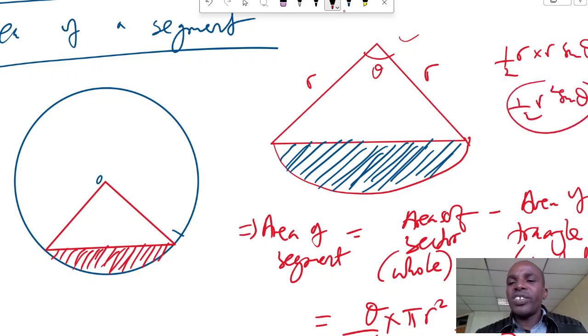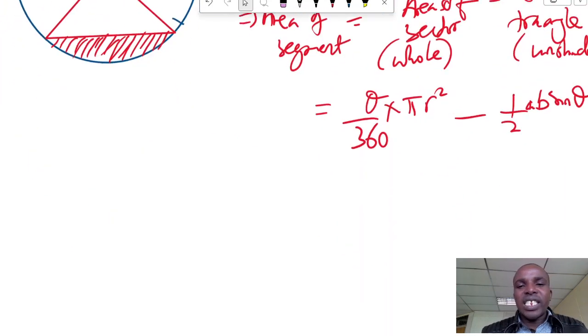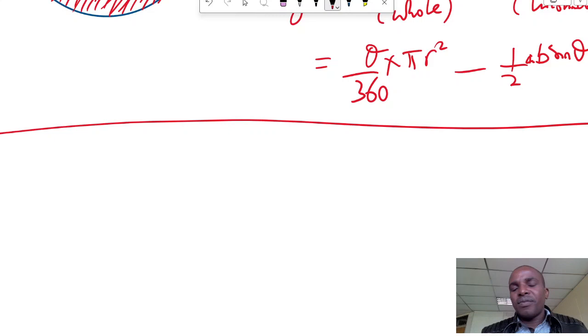But this one is not necessary. Just know that it is half AB sine theta, right? So there's no need to cram. What you just have to know is the area of a circle. Then you derive the area of a sector from the area of a circle. Then after that, you have to know the area of a triangle. Done. Just like that. So that's for sectors. The next part.